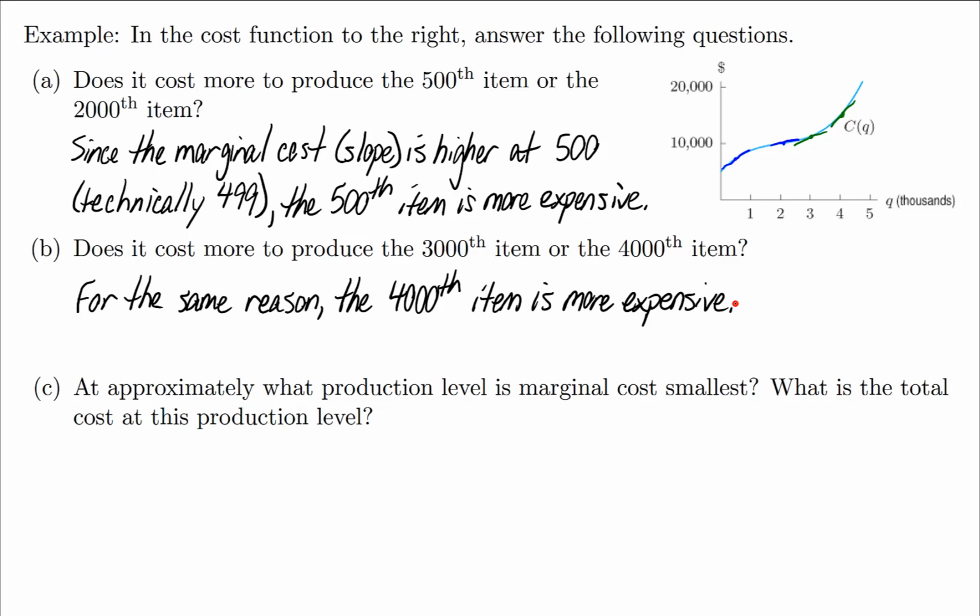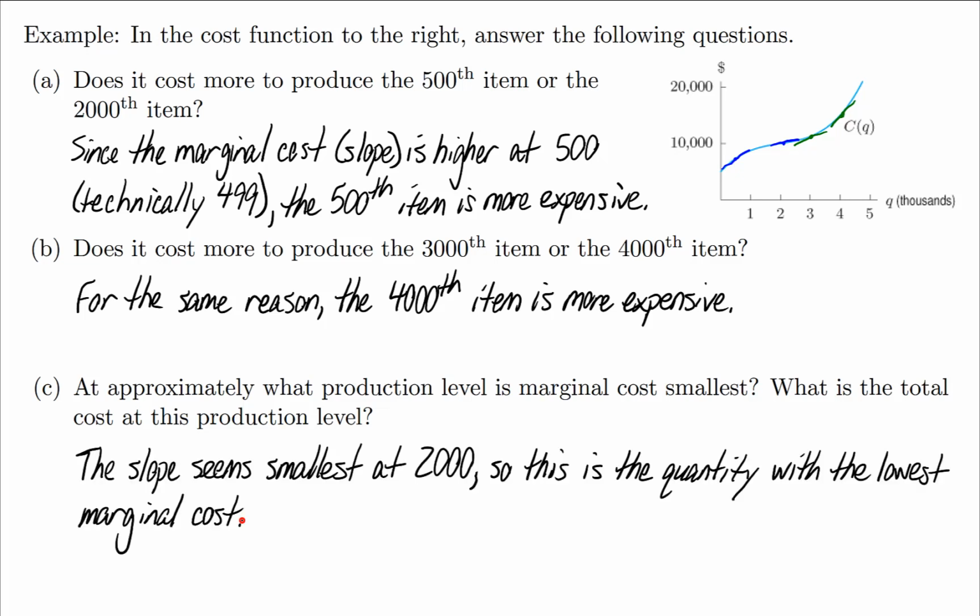Now the last question, at approximately what production level is the marginal cost the smallest? And what is the total cost at this production level? Just looking at the graph, this is actually whenever the concavity changes, if you're trying to be really specific. But I would say the place where the slope is smallest is right about 2,000. So where that slope is smallest, the marginal cost is smallest. The cost per item is smallest. The slope seems smallest at 2,000, so this is the quantity with the lowest marginal cost.